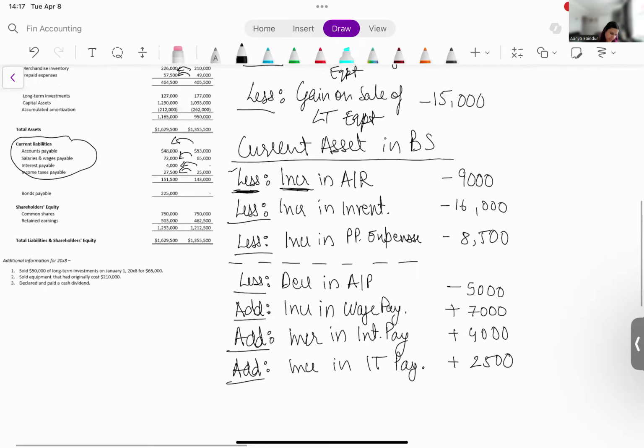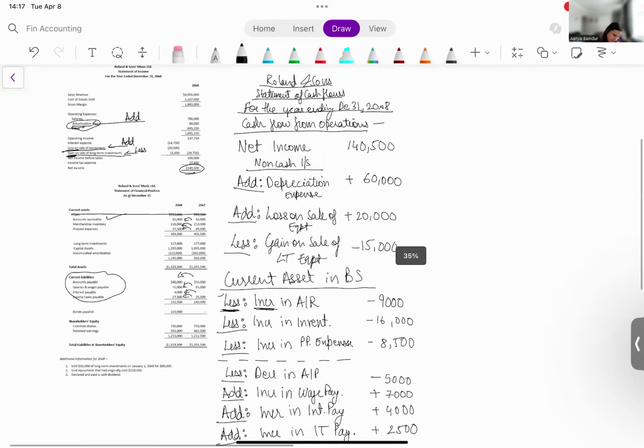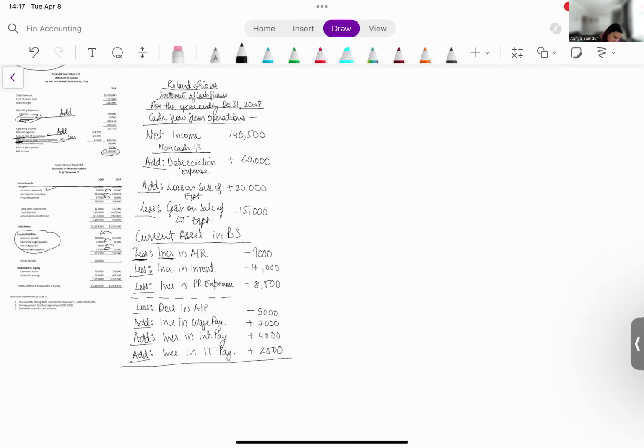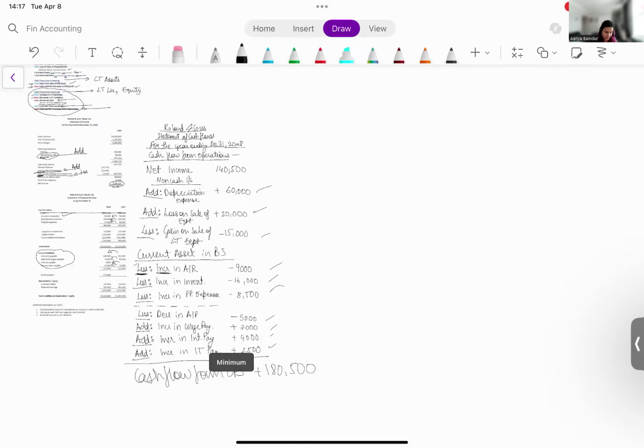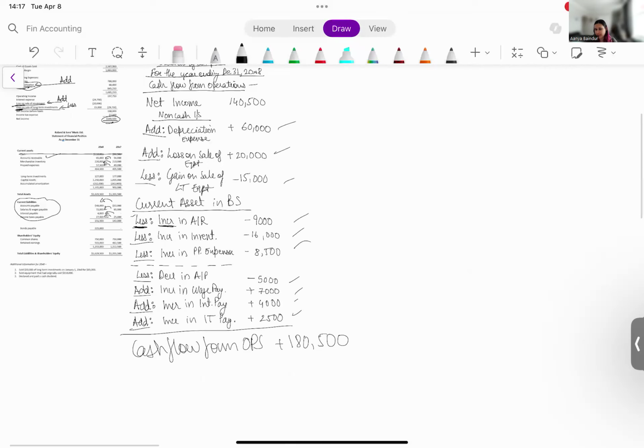Okay, now that we have all of this, just add up all these numbers. You add to the net income this figure, subtract this, subtract, add. So let's go ahead and do that. It should give you a cash flow from operations of plus 180,500. This is what you should all be getting. And after this, let's jump to the cash flows from investing section.